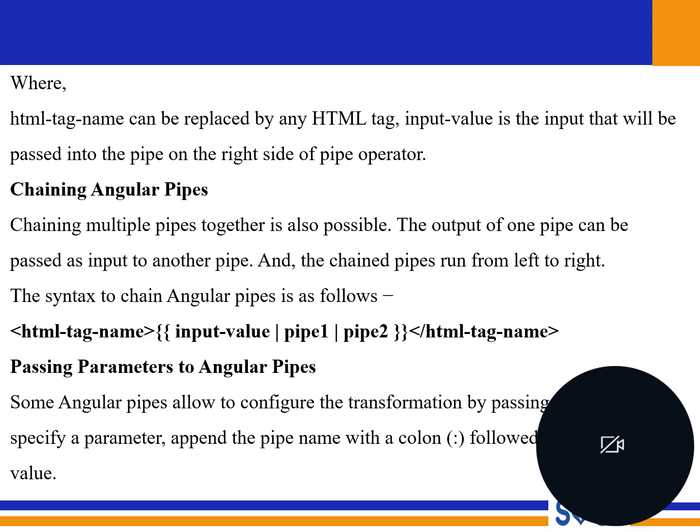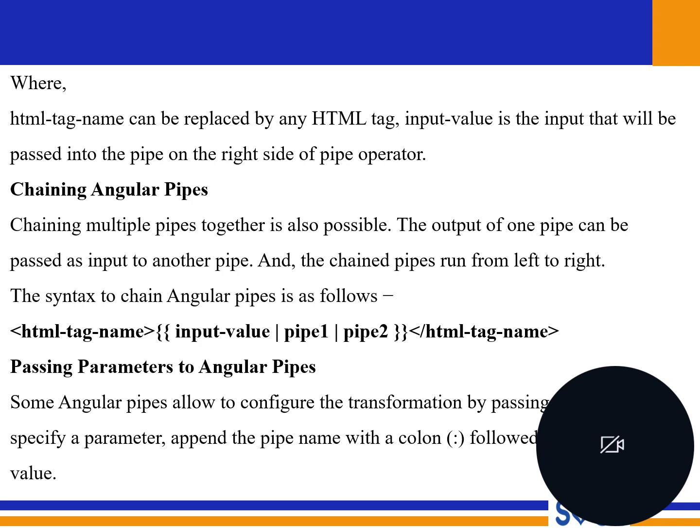Then chaining Angular pipes. Chaining multiple pipes together is also possible. The output of one pipe can be passed as input to another pipe, and the chained pipes run from left to right. This is the syntax of the chained Angular pipe.